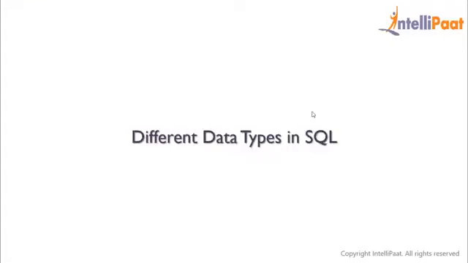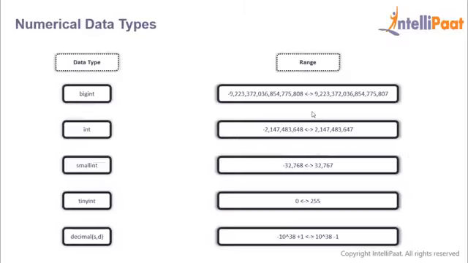Now that we've understood what exactly are data types, let's have a look at the different data types available in SQL. Let's start with the numerical data types. So we have the bigint data type which helps us to store really big values. So you can see the range of bigint over here. Then we have the int data type which helps us to store reasonably big values. After that we have the smallint data type and the range of smallint is from minus 32,768 to 32,767. Then there's tinyint and the range is only between 0 to 255.